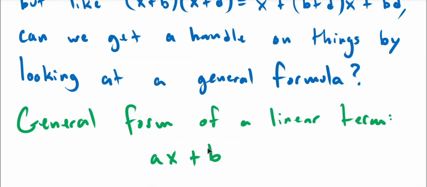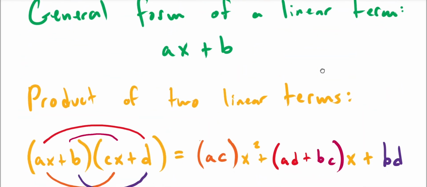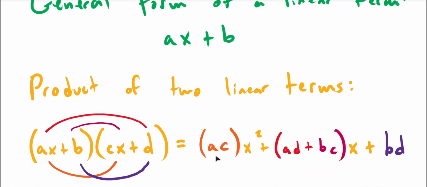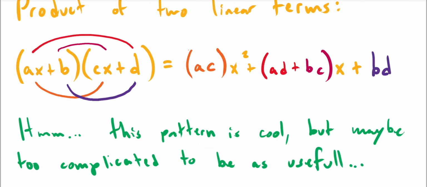A general linear term will have the form something times x plus something. If I multiply two general linear terms, we start to see a little bit of the problem. We wind up with two terms multiplying to give the leading coefficient, two terms multiplying to give the last, and then a mixture of all four of those terms giving the middle coefficient. That's cool and all, but is it really useful?